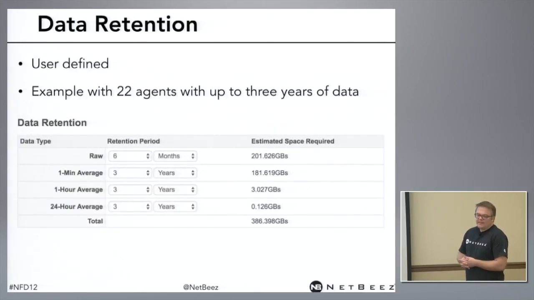The data that are stored in the persistent database can be controlled by the user. You can see here an example of a data retention policy where you keep 6 months of raw data and 3 years of averages. For 22 agents, it's around 400 gigabytes. And if you want to keep a year's worth of raw data, you would need less than 1 terabyte of data, right?